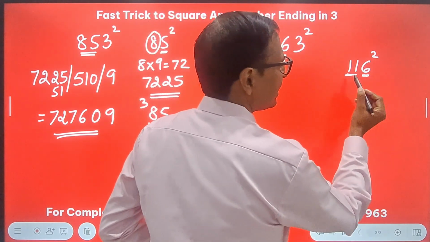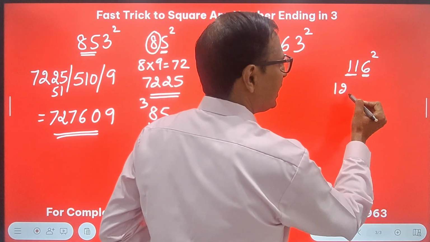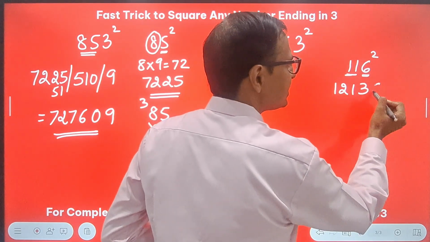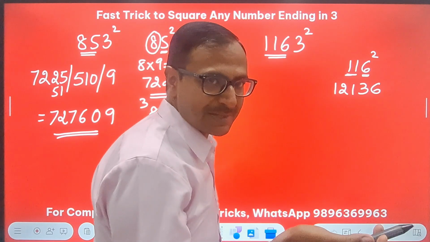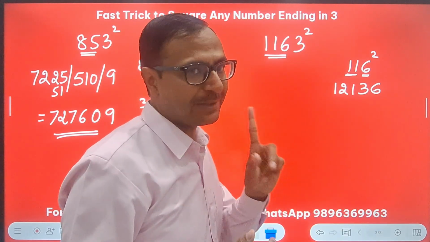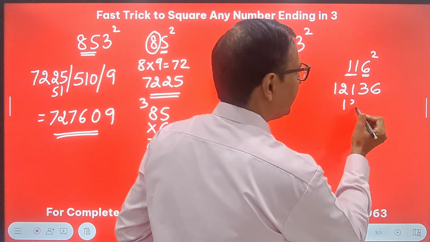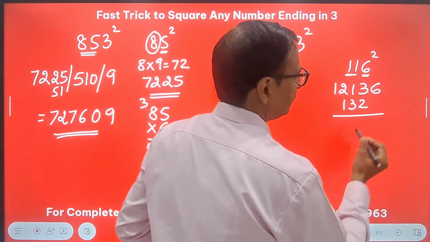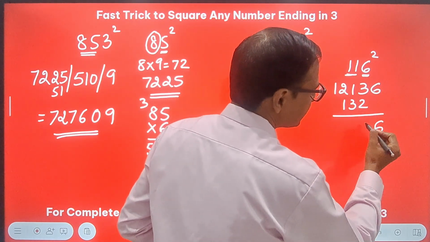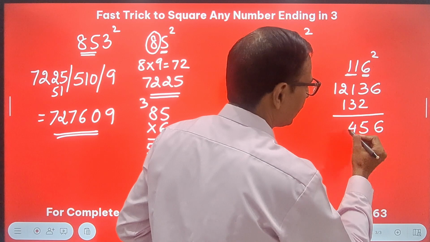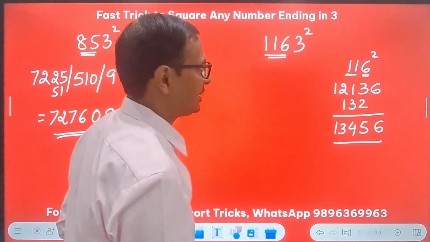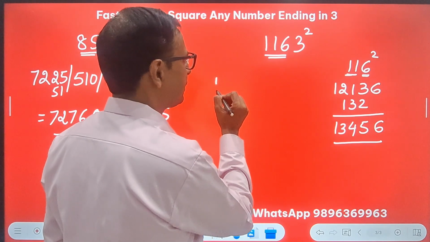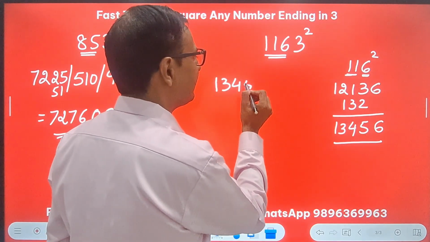11 and 6. 11 square is 121. 6 square is 36. 11 times 6 is 66. And double of 66 is 132, which I will write in the middle here. Add vertically, you get a 6, you get a 5, a 4, a 3 and a 1. So this is the square of 116. So I need this as the first part. 1, 3, 4, 5, 6.